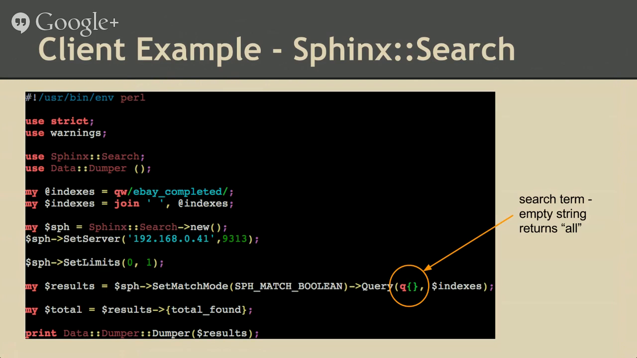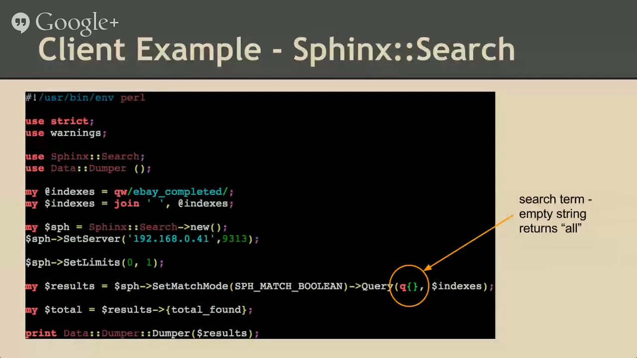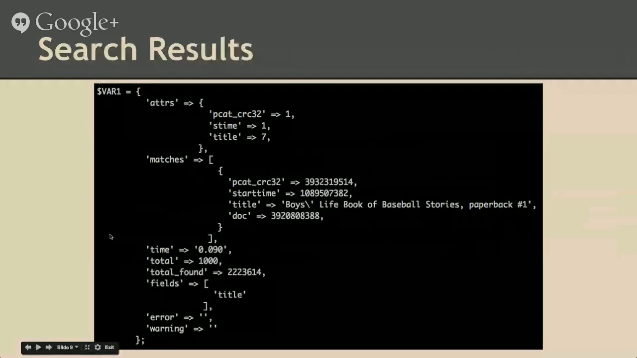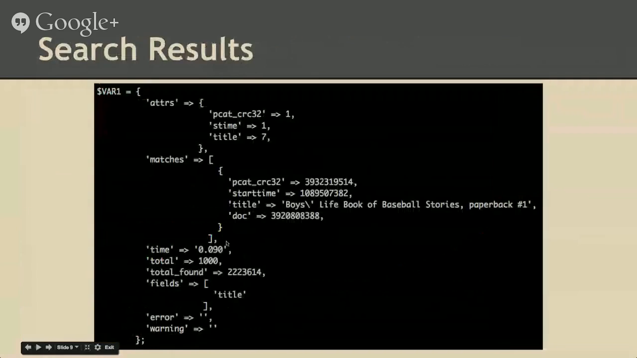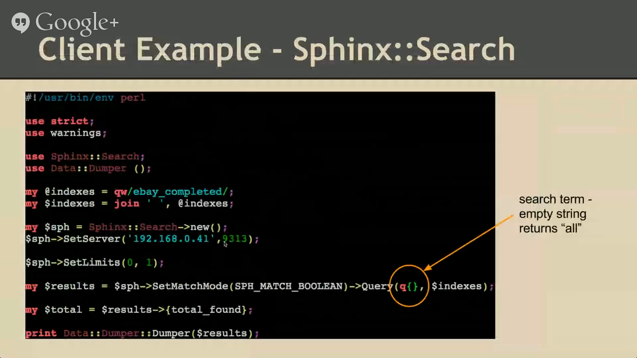This is a client. It's a very simple client in Perl. The standard Perl client is just Sphinx search, and to set it up, you just create a new instance. You set the server here. There's no concept of clustering, so you just set one IP address and port. And then the set limits is basically a starting point and an offset. It says what snapshot of results you want. So here I'm saying start at the very beginning and just give me one result, because that's all we need for this example.